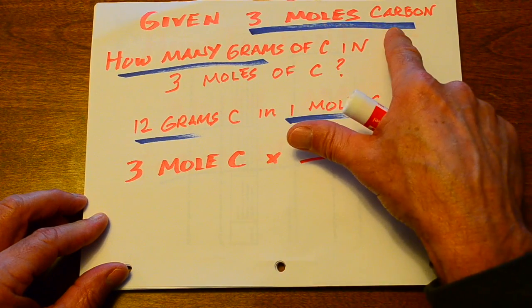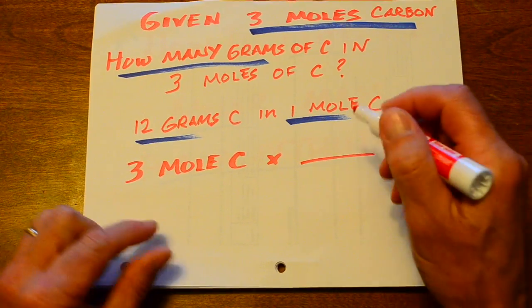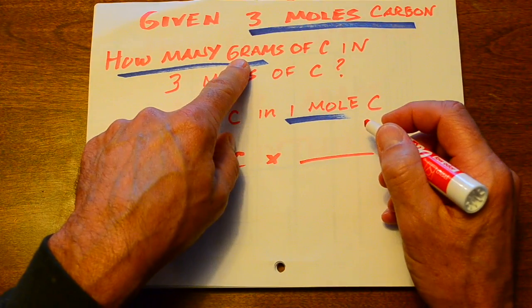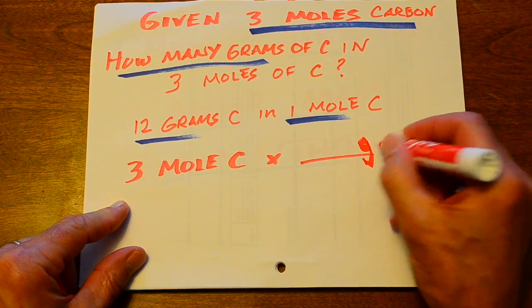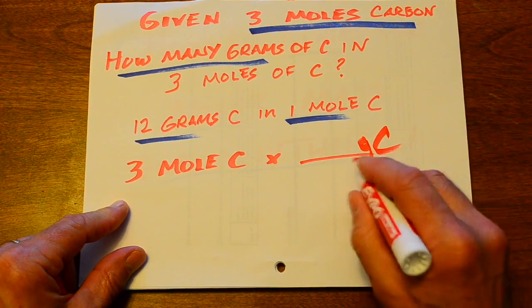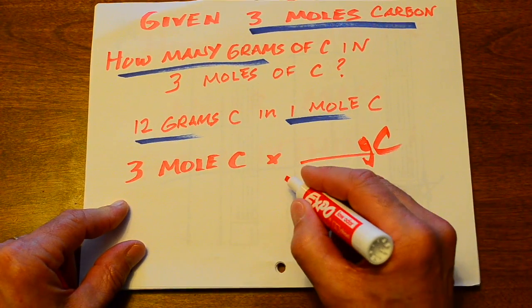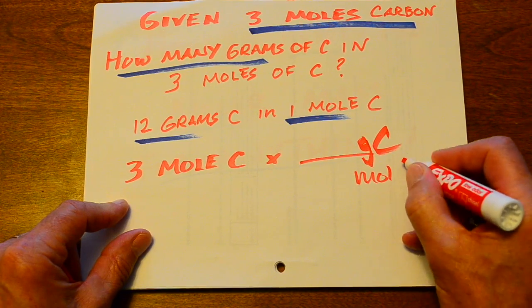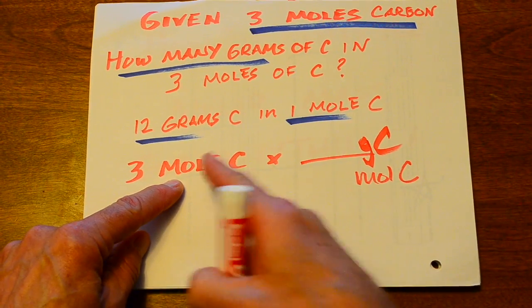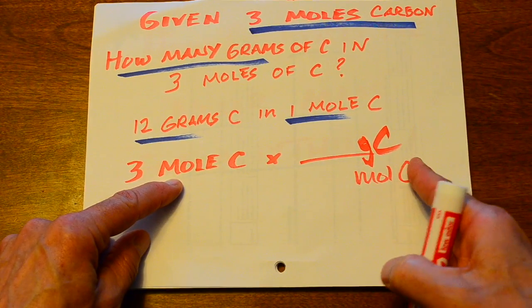So we start with our given, 3 moles of carbon. We're going to multiply times a factor with the units we want to find on the top. So I'm going to put grams of carbon on the top, and I always like to label so I can see what I'm doing. And moles of carbon on the bottom, because that's what I want to cancel, and anything over itself gets canceled out. The units can cancel.